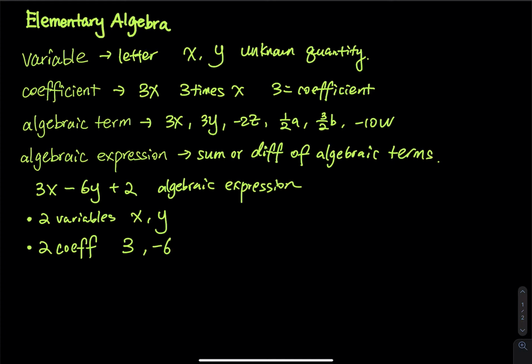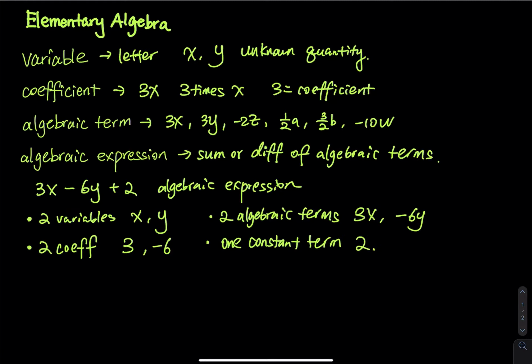And then there are 2 algebraic terms, 3x and negative 6y, or you can say minus 6y. We take the letter, the number, and the sign in front of the number, and there is 1 constant term, which is 2. So I use the word constant. What is constant? Constant is a number that won't change. So 2 is a number that won't change.